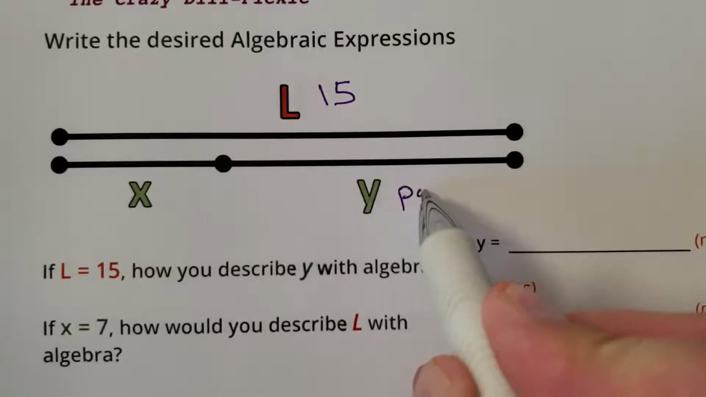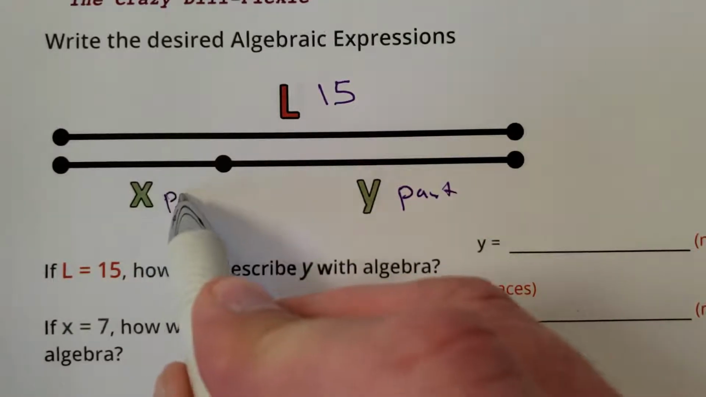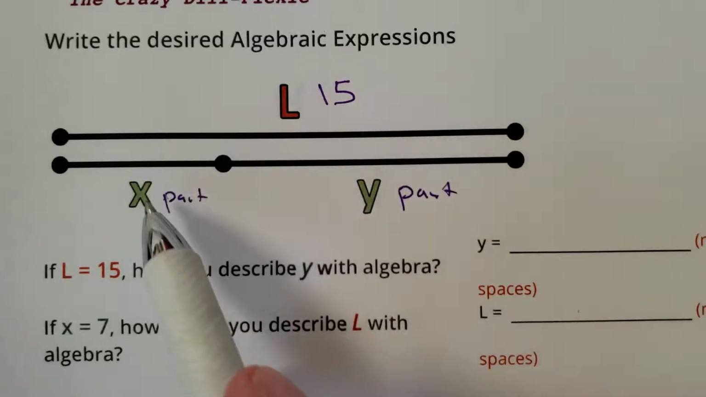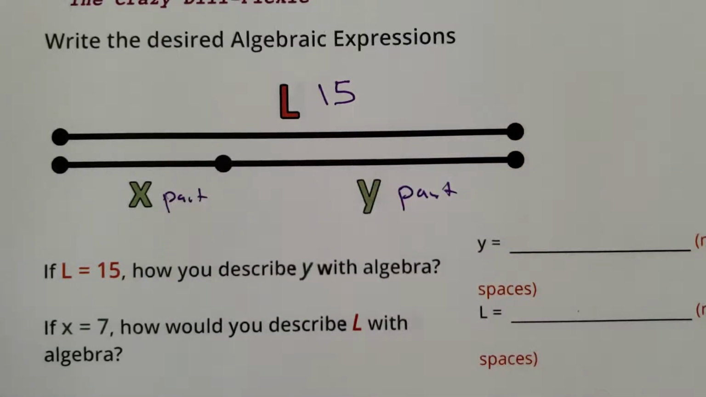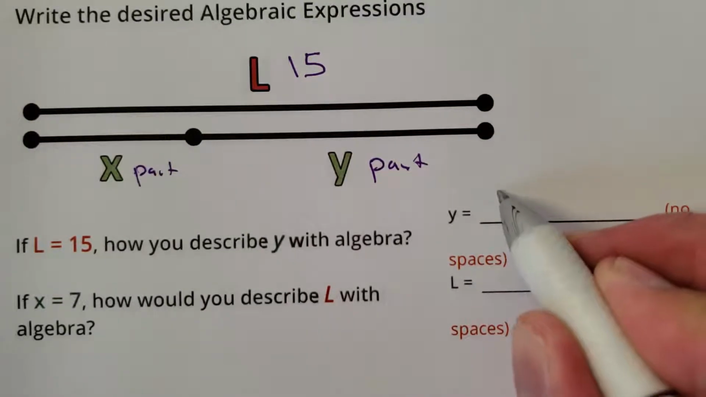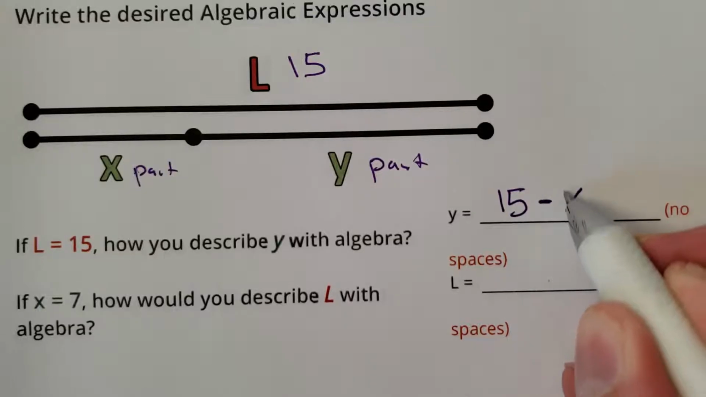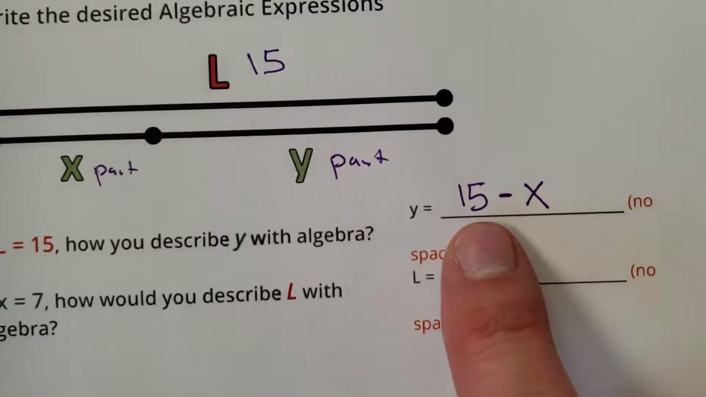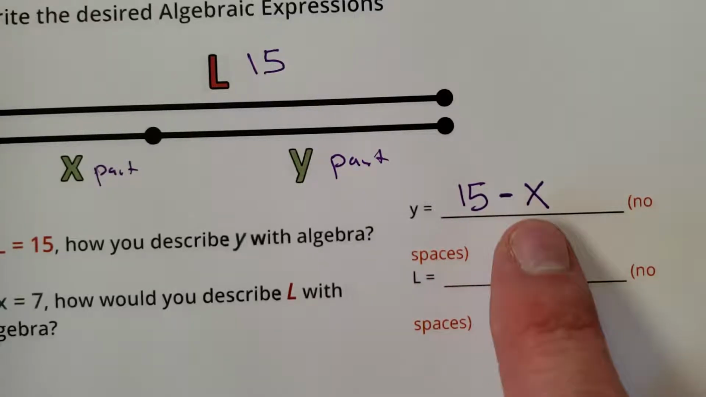Y is one of the parts. X is one of the parts. So if you have the total and you take away the smaller part, you'll get the other part. So let's take the total and subtract X from it. So Y would equal 15 minus X. No spaces. So again, when you type it out in Schoology, you make no spaces. So you just go 1, 5, minus sign, X.